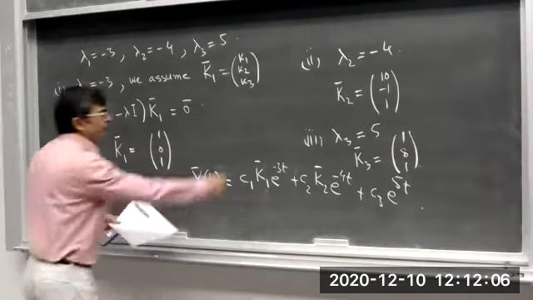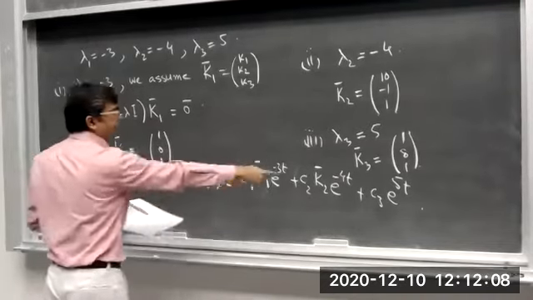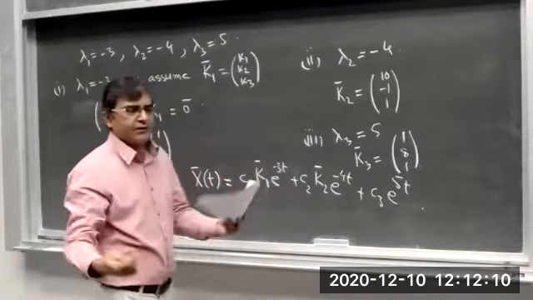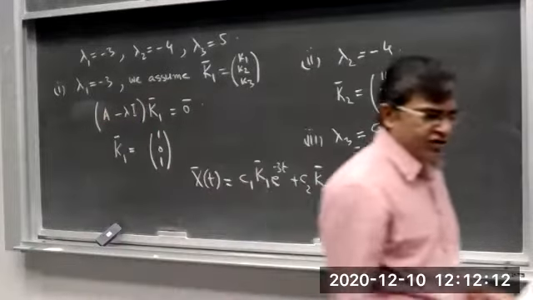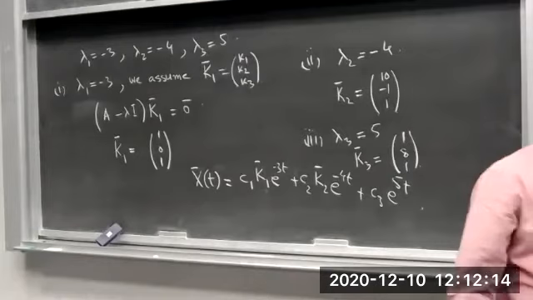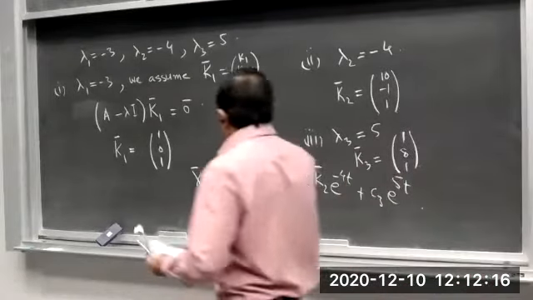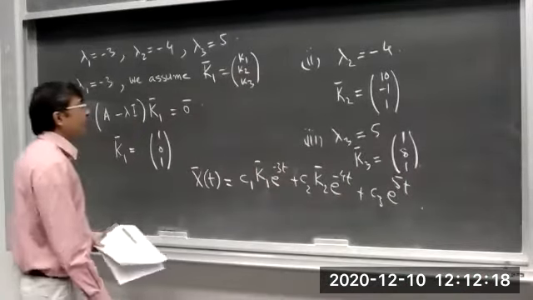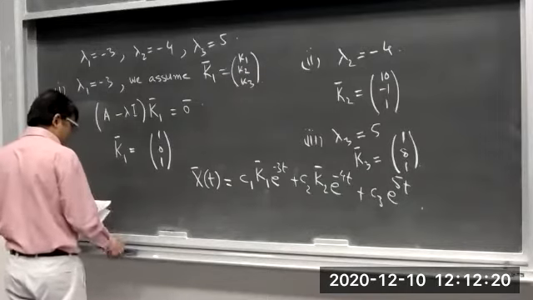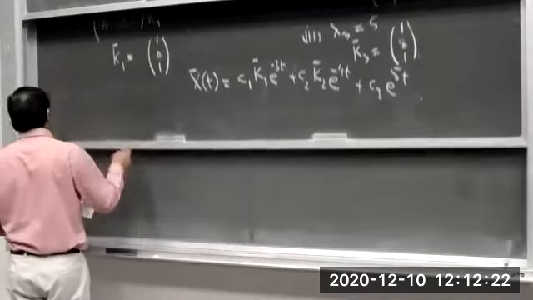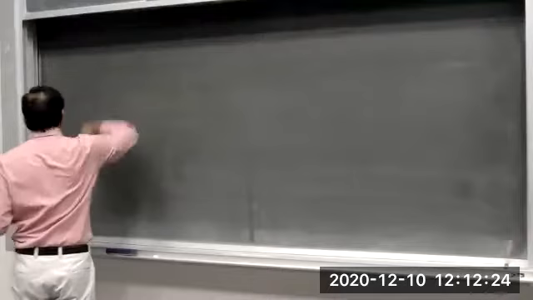I hope you get it now. By inserting the values of K1, K2, K3 here, you get the solution. If the initial conditions are given, we can find these constants of integration, C1, C2, and C3. I hope you get it. If you have any problem, you can discuss it.